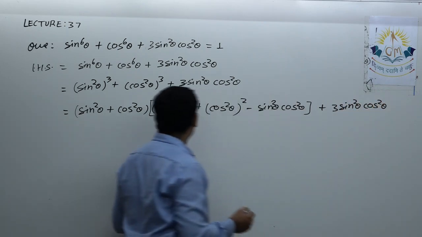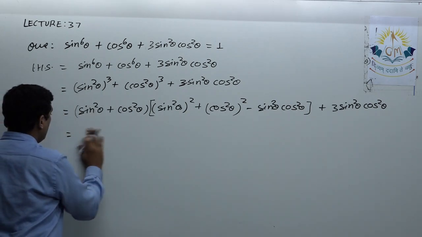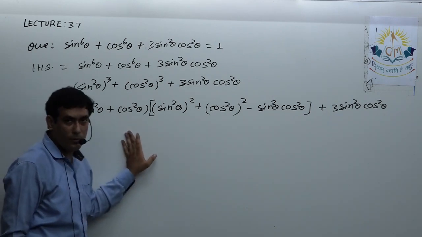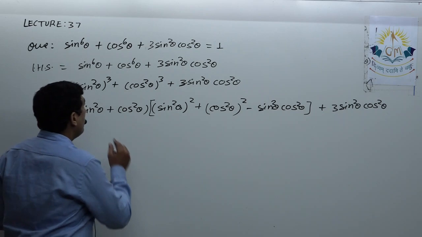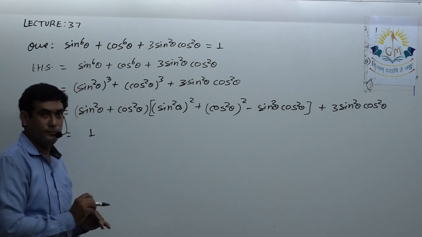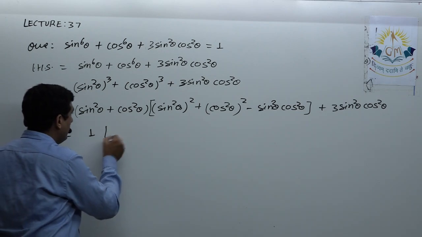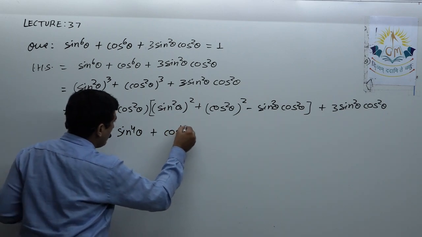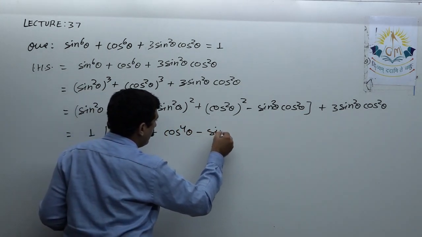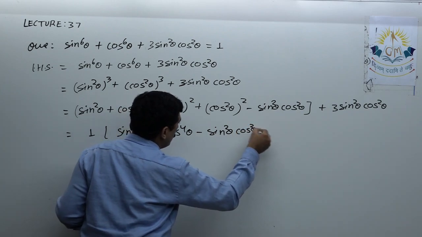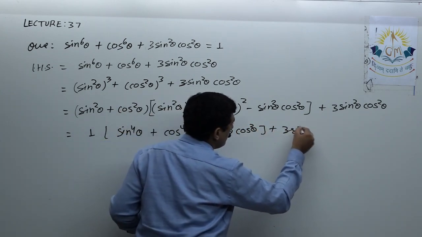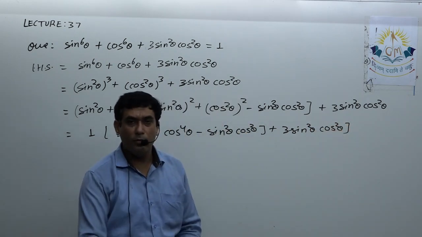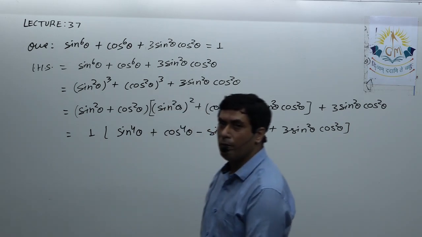remains as it is. Now next, see this gives an identity of a plus b, sorry, sine square theta plus cos square theta, that is equal to 1. Okay, so I write 1 over here. And over here I simplify this, so sine raised to 4 theta plus cos raised to 4 theta minus sine square theta cos square theta plus 3 sine square theta cos square theta. Okay, so try to solve it further. I will give you its remaining solution.